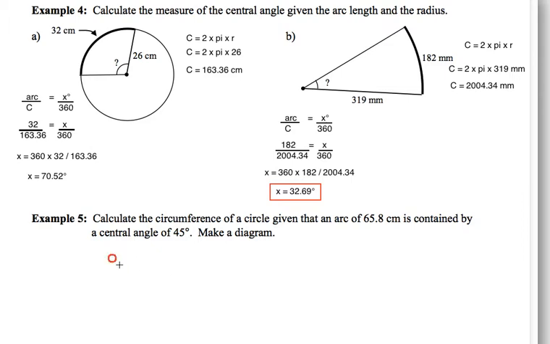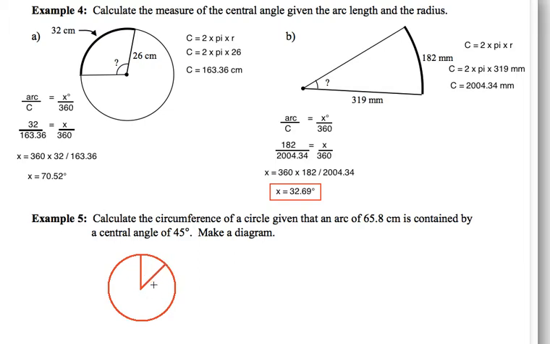So, this is my fancy diagram of a circle. It looks like this, and I say to myself, okay, I've got a central angle of 45 degrees. So remember what a central angle looks like. That's just an angle going between two radii, like that. And I say, okay, 45 degrees.